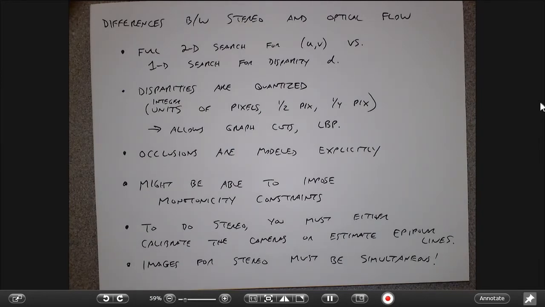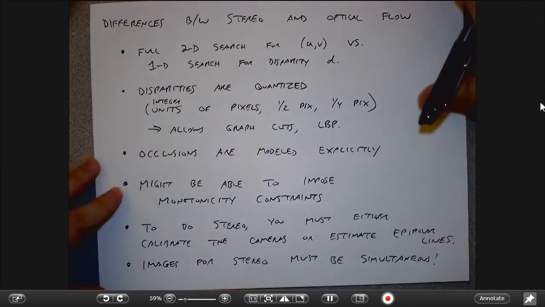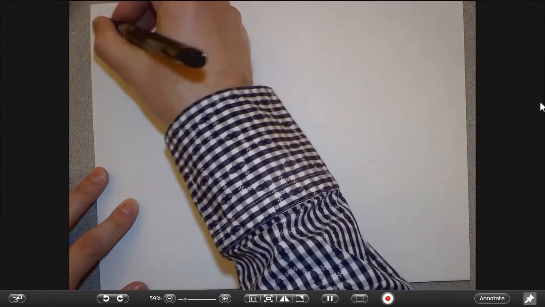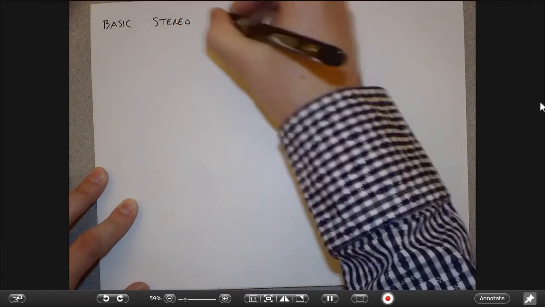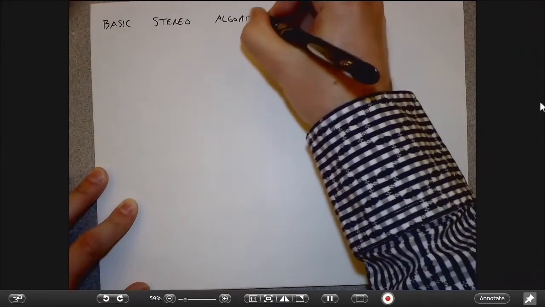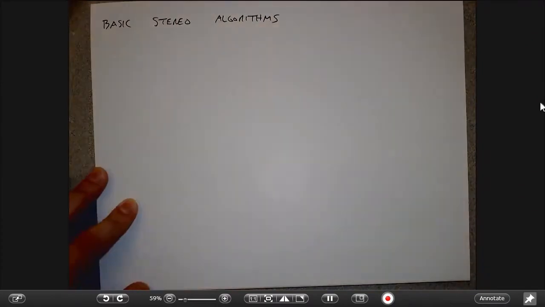All right. So what I want to talk about first are some very basic ideas that underlie some of the first stereo algorithms. These are not ideas that are going to get you all the way there for the best performing stereo algorithms of the day, but this is the basic idea.